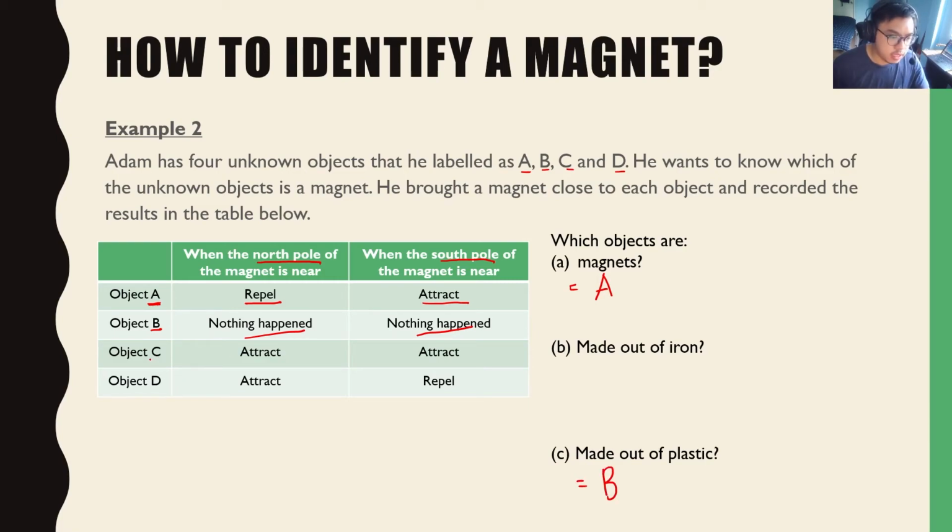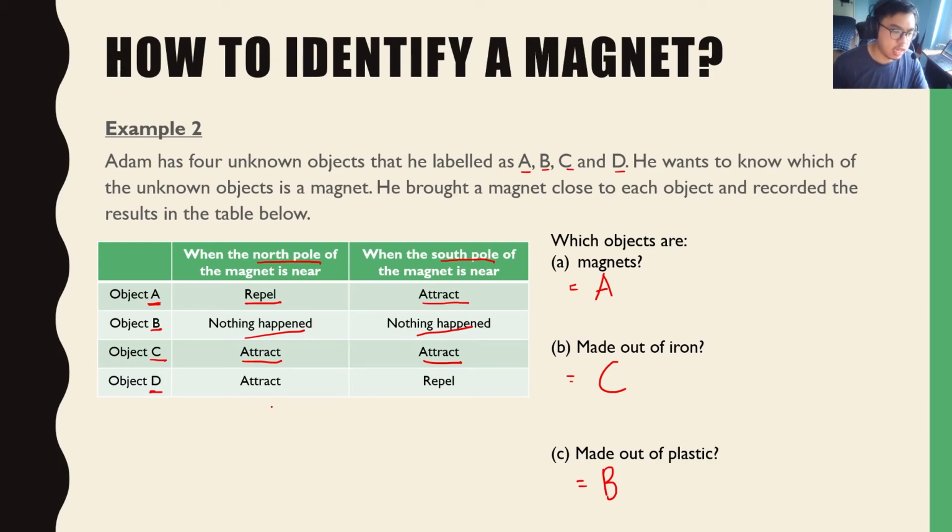Let's look at object C. When we bring the North Pole to object C, it attracts. When we bring the South Pole to object C, it also attracts. So regardless of which side of the magnet we bring close to object C, it is still attracted no matter what. So what is object C? Object C is iron because no matter what, it is attracted to the magnet.